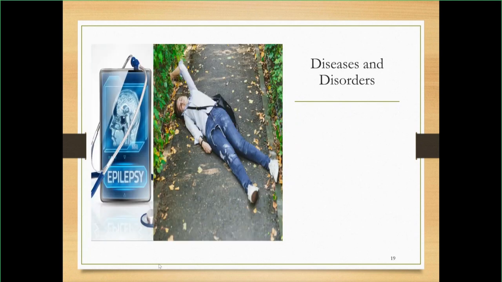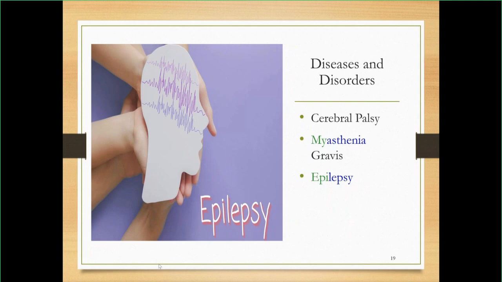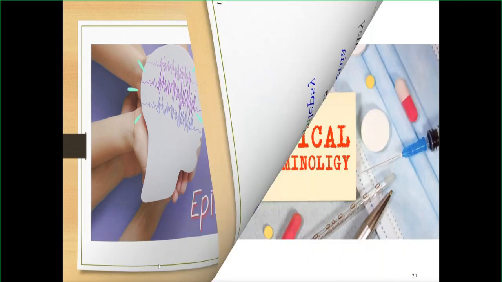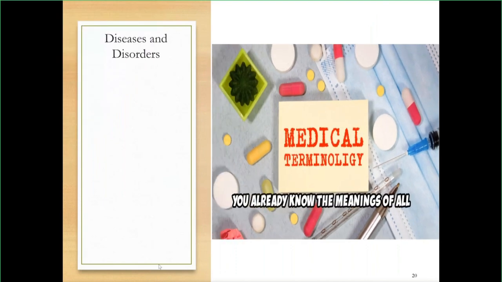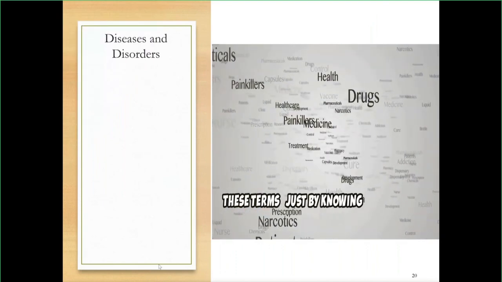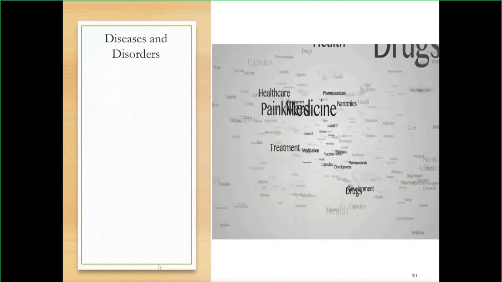Epilepsy. Lepsy means seizure. So, epilepsy is a group of neurologic disorders characterized by recurrent episodes of convulsive seizures, sensory disturbance, loss of consciousness, or all of these. An uncontrolled electrical discharge from the nerve cells of the cerebral cortex is common to all types of epilepsy. You already know the meanings of all of these terms, just by knowing the meanings of the word parts.